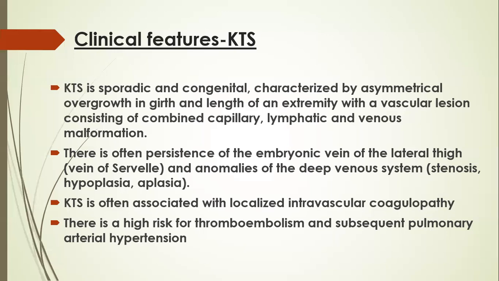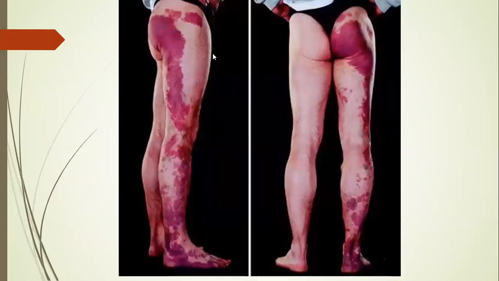The Klippel-Trenaunay syndrome is often associated with localized intravascular coagulation, called LIC. Rather than DIC, it is a localized intravascular coagulopathy. There is a high risk of thromboembolism and subsequent pulmonary arterial hypertension. This is a case of Klippel-Trenaunay syndrome. You can see a large vascular malformation on one side of the thigh, and there is gradual increase in girth and size of this limb, which is carrying this vascular malformation.